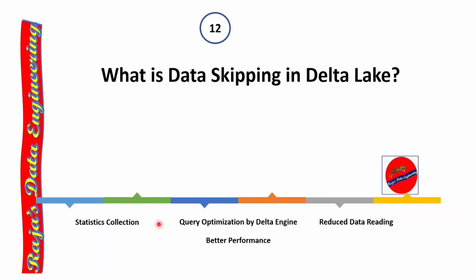Based on the help of statistics, it is going to skip the data files which are not needed for scanning. So it will avoid scanning a huge amount of data, and it will focus only on the data files which we are interested in. With the help of this feature, we can improve performance because we are avoiding a full table scan. So this is data skipping. These are the points we need to cover for this question.